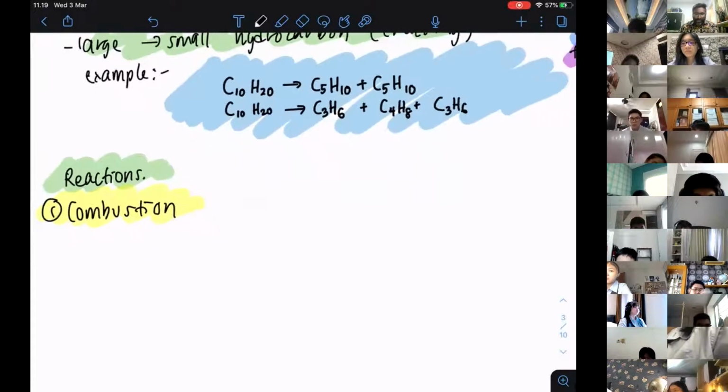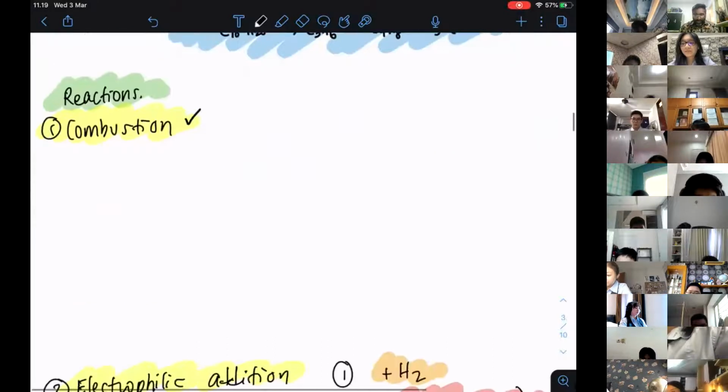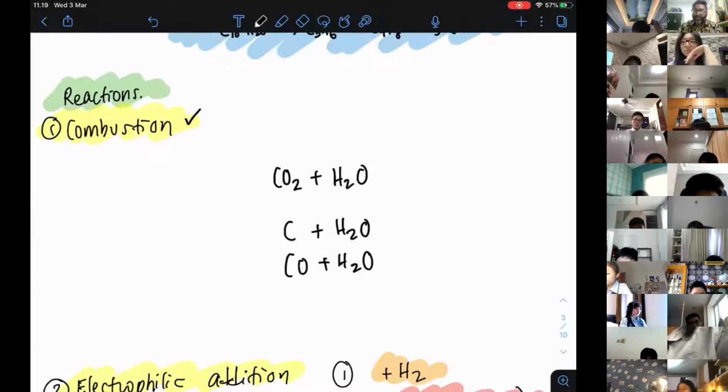Now the reactions. Generally alkenes and alkanes will undergo combustion. The same thing, you can have complete combustion or incomplete combustion. Complete combustion will give you carbon dioxide and water. Incomplete combustion will give you carbon and water, or carbon monoxide and water. What is important is to learn how to balance the equation, similar to what we learned yesterday. So this one I'll skip.